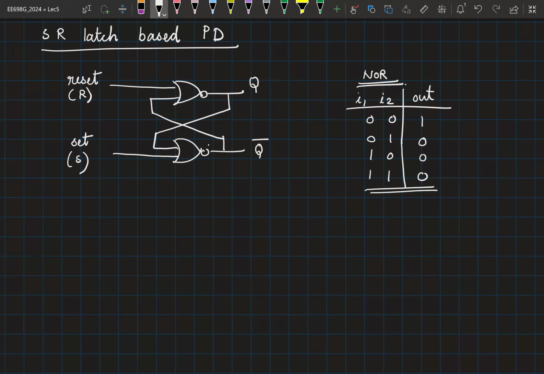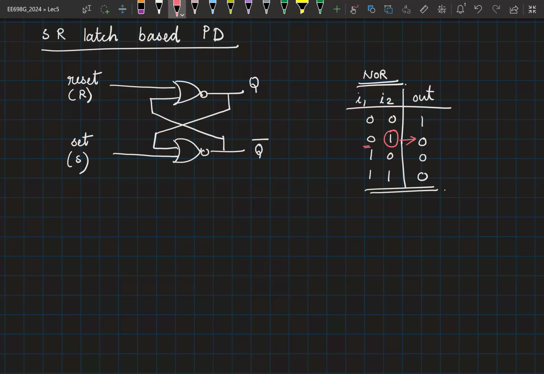So what this quickly tells you is if one of the inputs of the NOR is a 1, you don't have to worry about what the other input is. You can directly put it as 0. If one of the inputs is 1, directly put it as 0. It doesn't matter what the other input is. Now, based on this, can you quickly write the truth table for the SR latch?